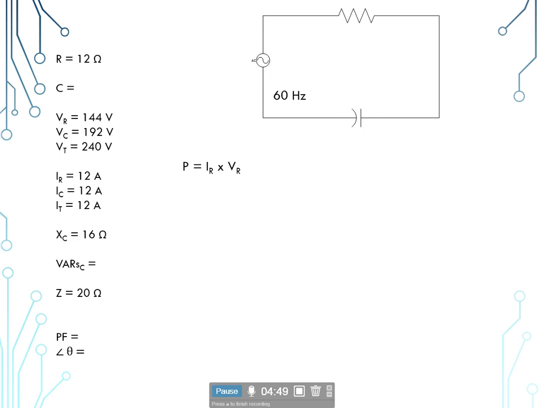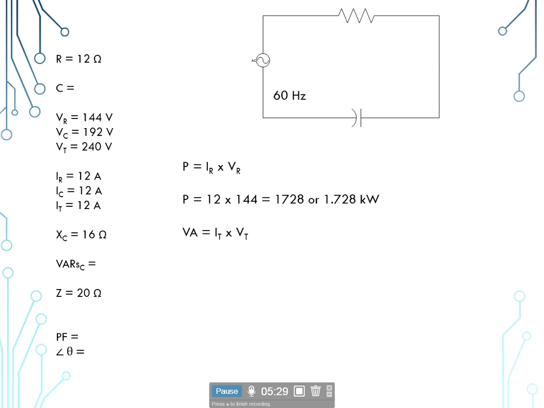Now we're going to be looking for our power. We sometimes call this true power in an AC circuit. True power is measured on only the resistive part of the circuit. So to get our true power, it would be the current at the resistance, I sub R, times the voltage of the resistance, V sub R. That will give us 12 times 144, which gives us 1.728 kW. That is the only one measured in wattage when we get into AC, just on the resistive part of the circuit.